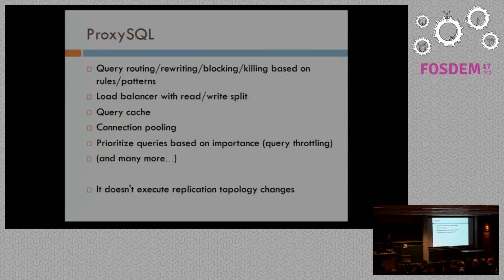And ProxySQL, thanks to Colin for the great presentation. It's a query routing, rewriting and killing tool based on rules and patterns. It's also a load balancer; you can split reads and writes. It can be used as a query cache. It supports connection pooling, you can prioritize queries based on importance, and it supports many more things. But what it is not is a tool that executes replication topology changes, which MHA does. So they are really a good pair because of this.